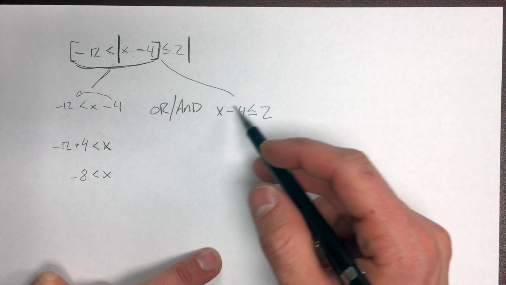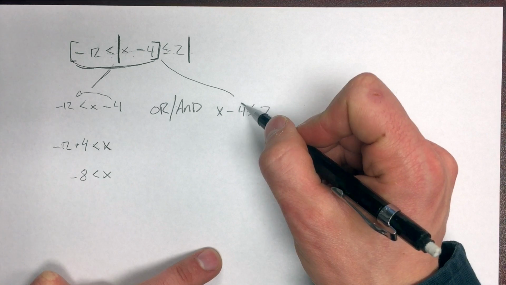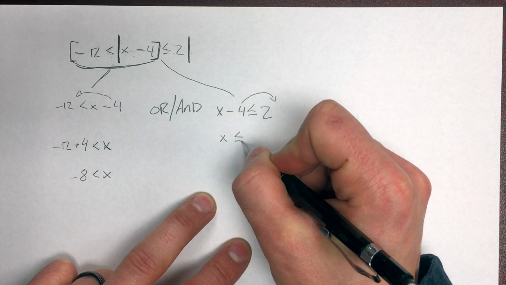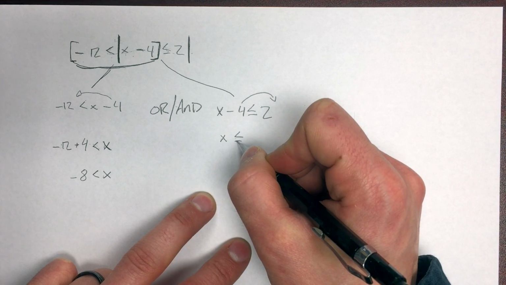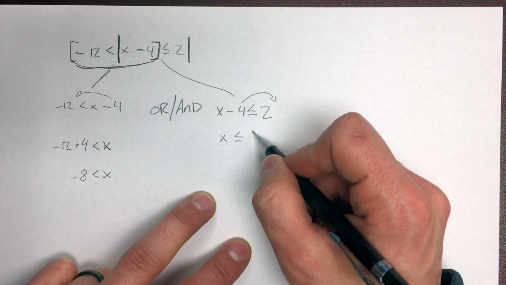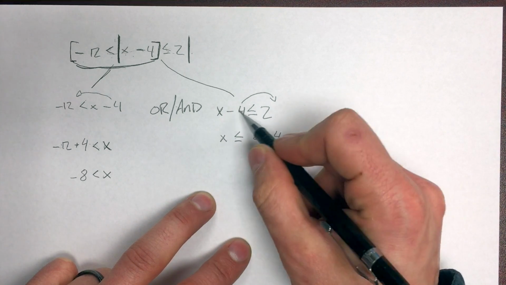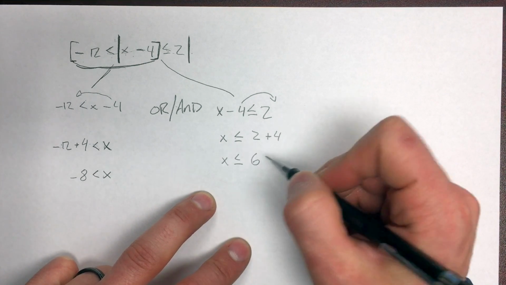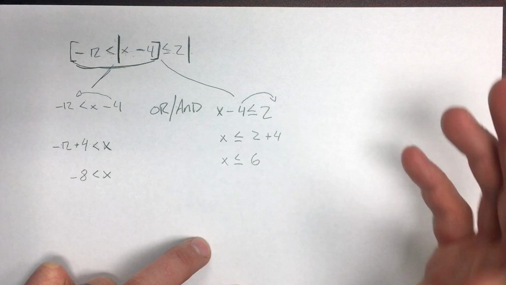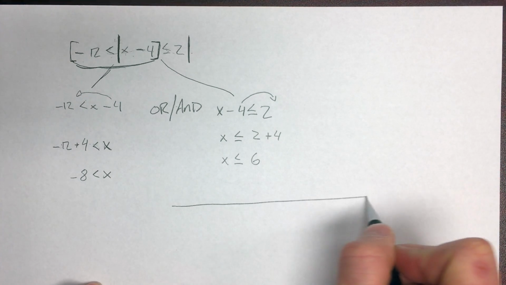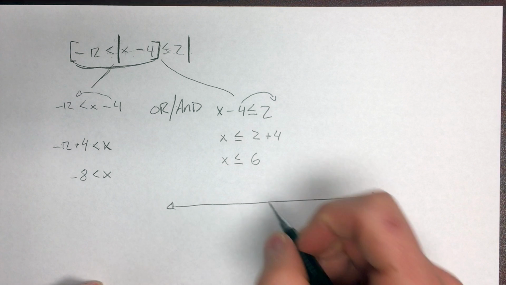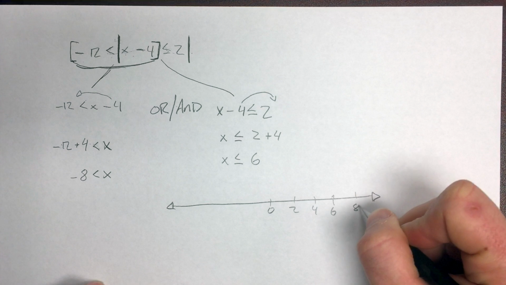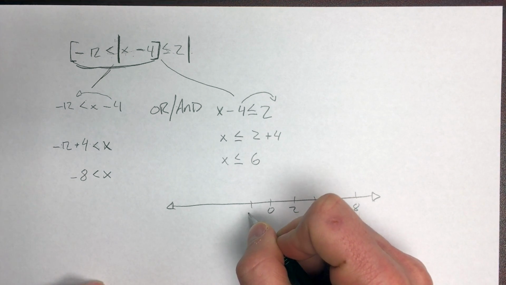Okay, and or, let's solve for this inequality now. Again, let's bring that negative 4 to the other side of the inequality. And let's say that x is less than or equal to 2 plus 4, because when it switches sides, it switches signs. So x is less than or equal to 6. Okay, so now we can graph this inequality. And I'm going to count by 2's in this number line.